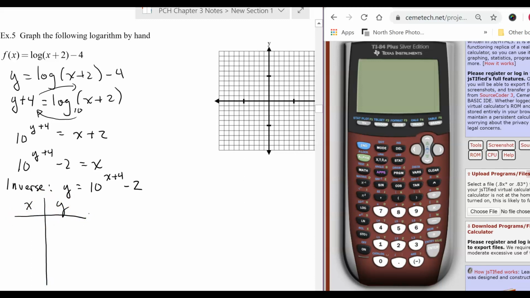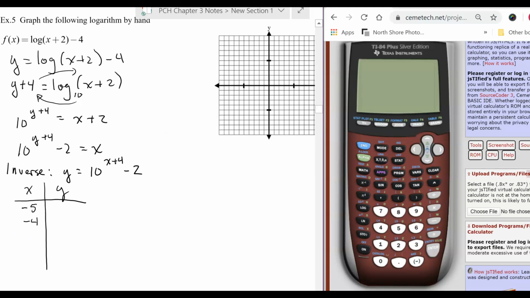So let's take a look at some convenient values. So -5, -4, -3, and -2. And the reason I'm choosing these is when I go ahead and substitute those in, I'm going to get some reasonable values for my function here. So when I plug in -5, I'm going to have 10 to the -5 plus 4, so that's 10 to the -1, so that's 1/10. And then minus 2, so that's going to give us -1.9.